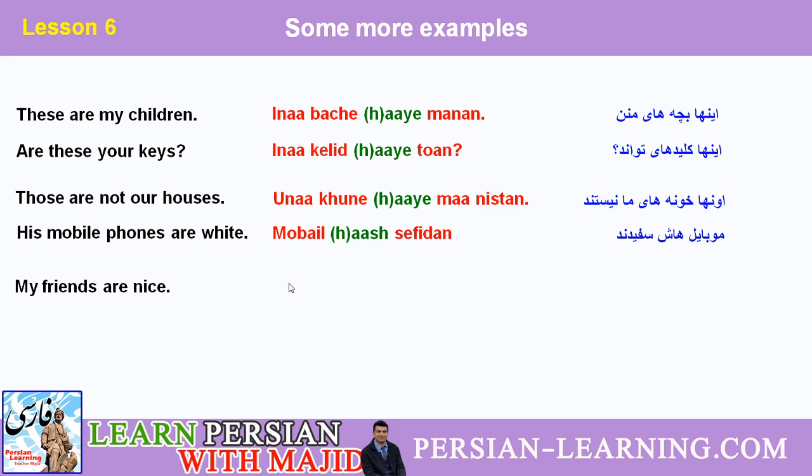My friends are nice. Friend is دوست and plural is دوست ها. Then my friends دوستای من or you can say دوستام are nice. Nice means خیلی خوب. خوب or خیلی خوب. I just translated as خیلی خوب. دوستای من خیلی خوبن.